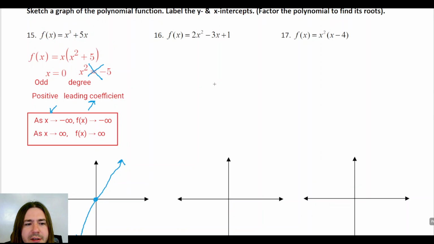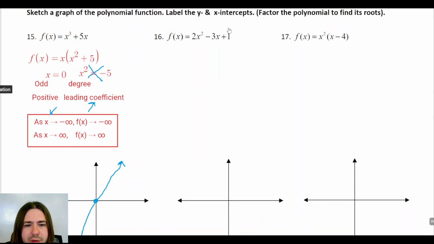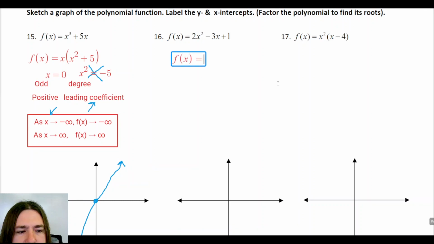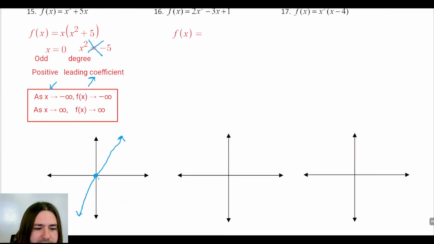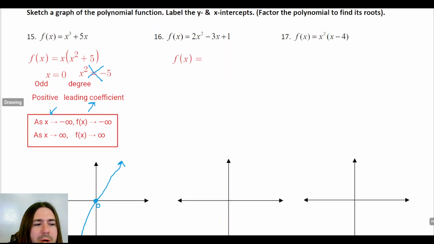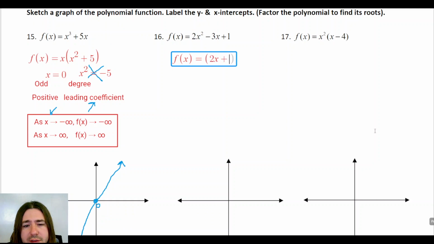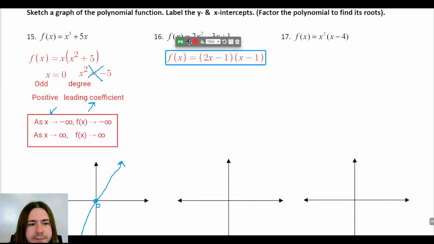Number 16, so let's see if we can factor that one. Is that one factorable, or are we going to have to use the quadratic formula here? And we didn't label the x and y intercepts, but not much to label here, it's just 0. Okay, so for here, can we factor this? Let's see, if it's going to be anything, it's going to be 2x minus 1, because that middle term is negative, and x minus 1. So let's see, would that work? Minus 2x, yep, there we go. So those are our two factors. So we're going to get x equals 1/2.